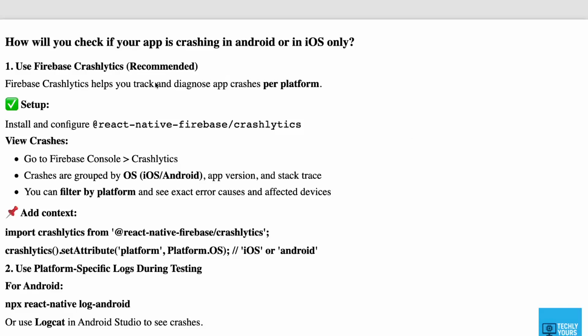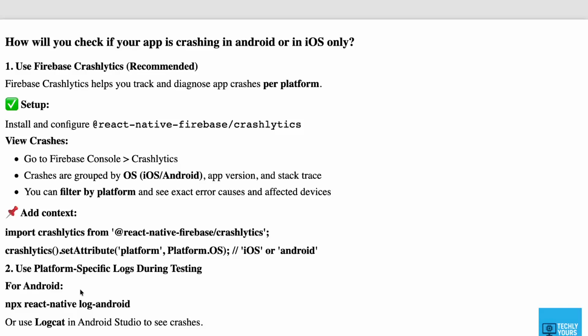First is Crash Analytics tools, which are best for production. Firebase Crashlytics is the most popular one. With it, we can automatically detect and diagnose the app crash as per the platform. For this, we can use React Native Firebase Crashlytics. If we want to see the crashes, we can view those as well.